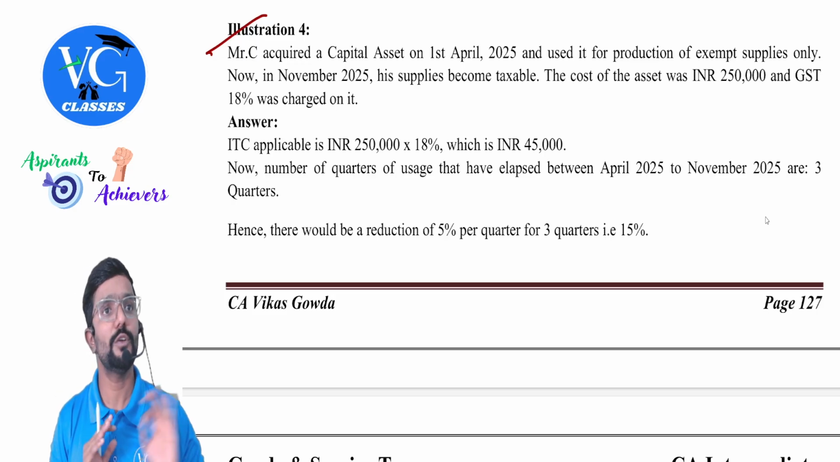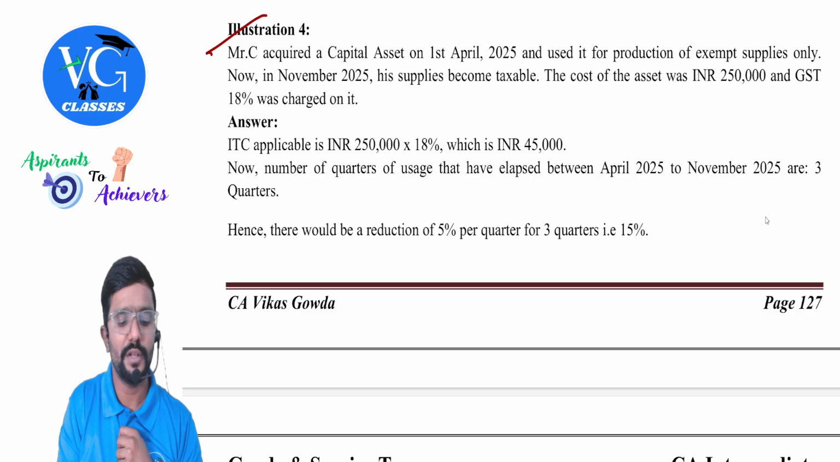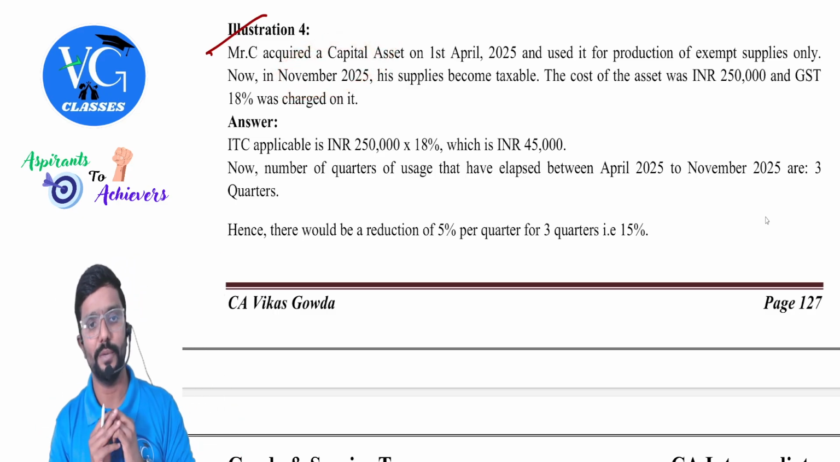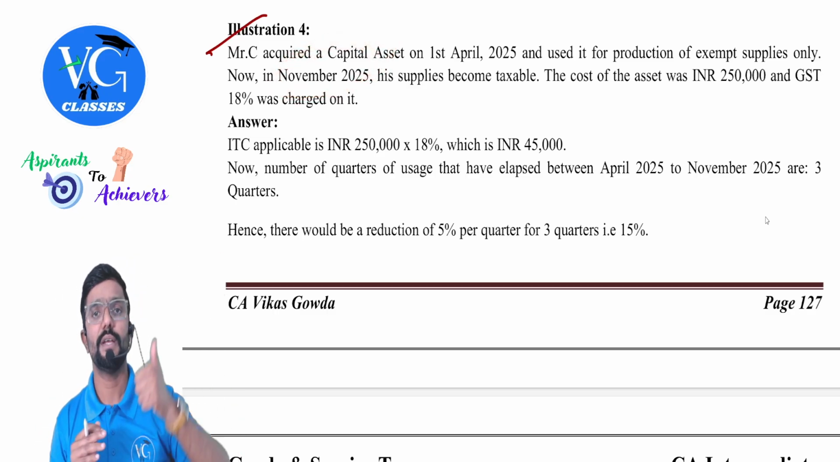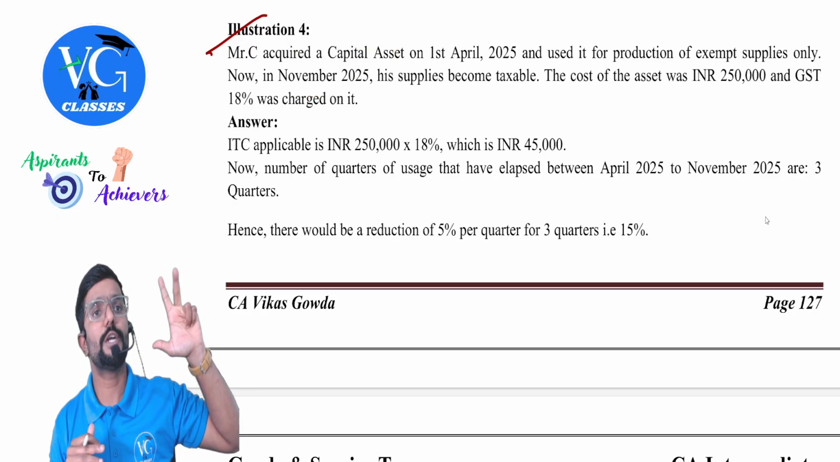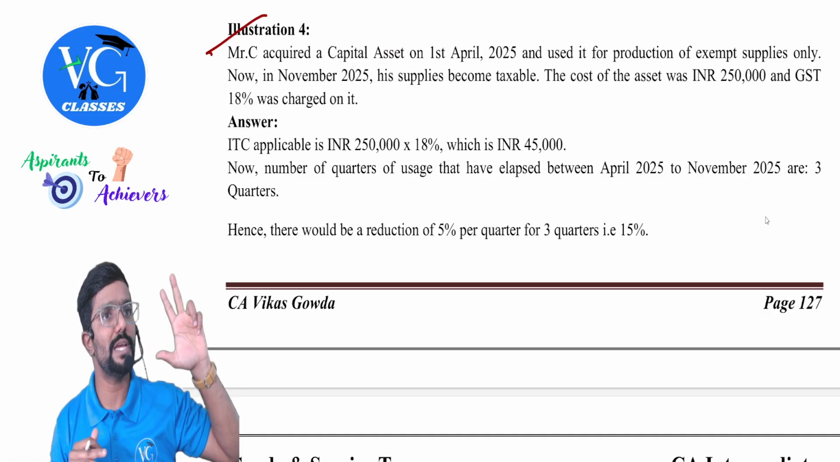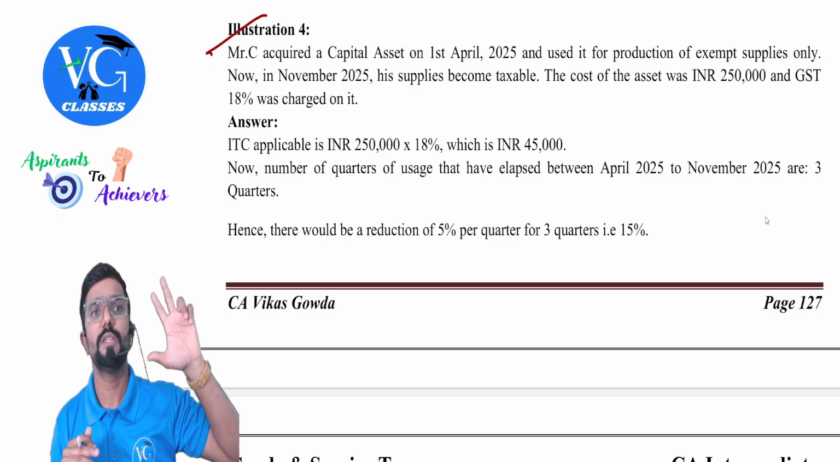Can we claim full credit? No. When it was purchased, people? 1st April. Now, when has the exemption been withdrawn? November. Take it any day in November. So, how many quarters do you check? April, May, June, July, August, September, October, November. So, even part of the quarter, should I take it fully? Yes. So, totally how many quarters, people? 3 quarters. So how much should be reduced?